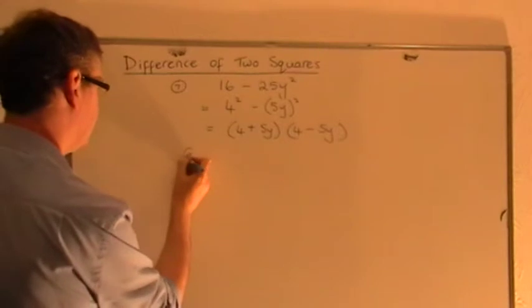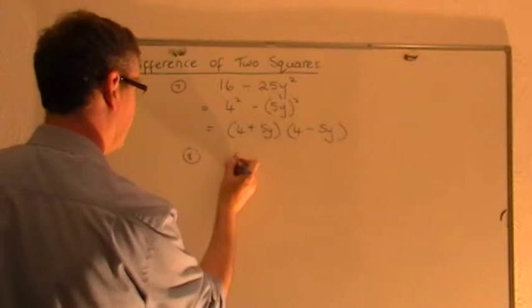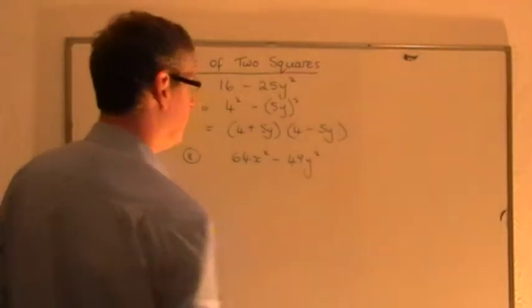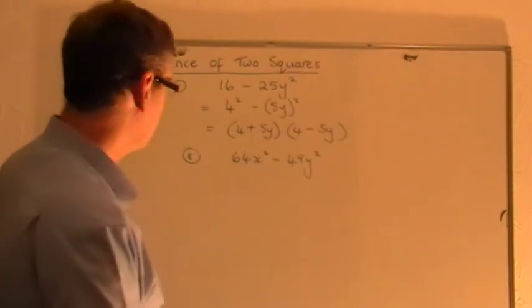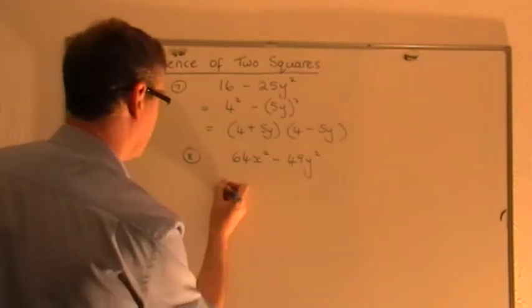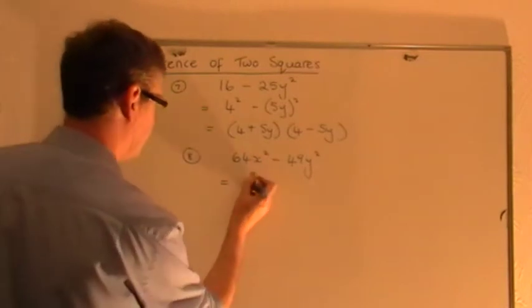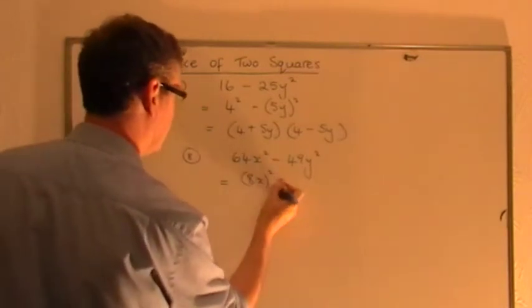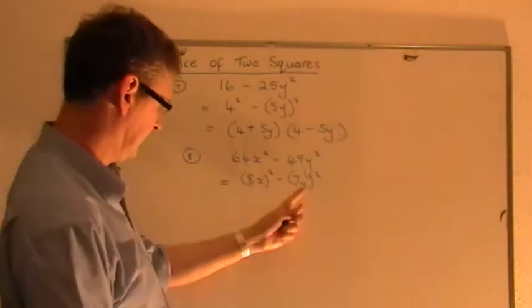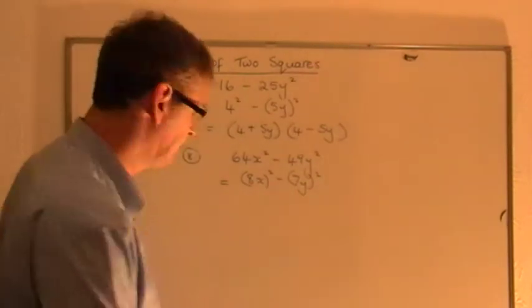Okay, and then number 8. Okay, how about this one then? How about 64x squared minus 49y squared? You've got to factorise that. Okay, is there a common factor? No, there isn't. So can it be written as the difference of two square terms? Yes, it can. Because this is the same as 8x in a bracket squared minus 7y in a bracket squared. That is the same as that, and that is the same as that. We've got the difference of two square terms.